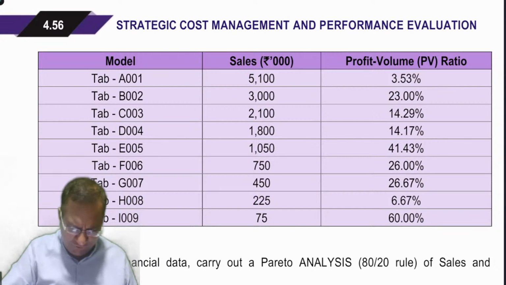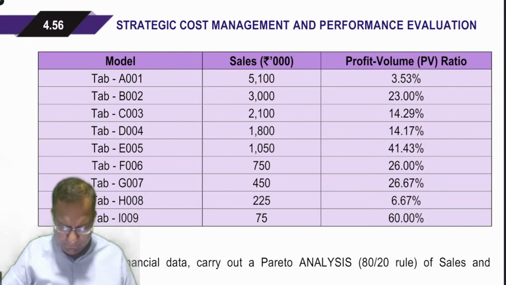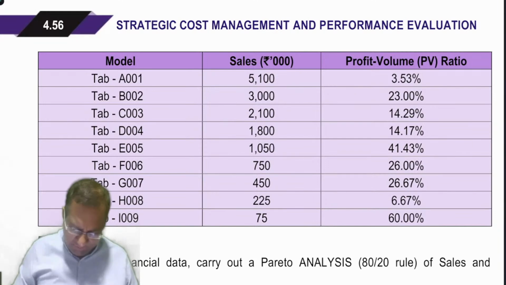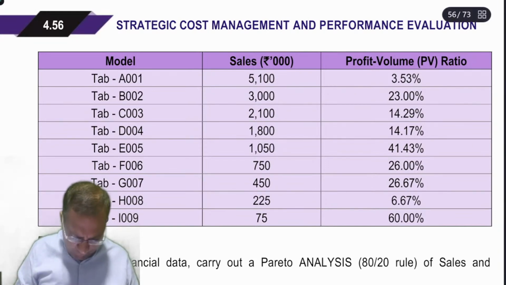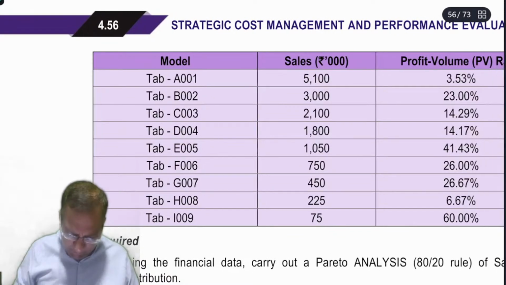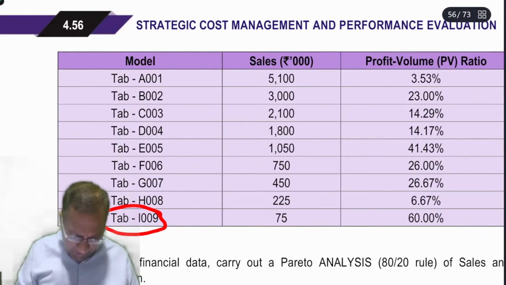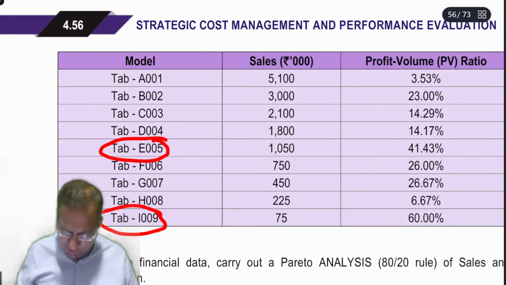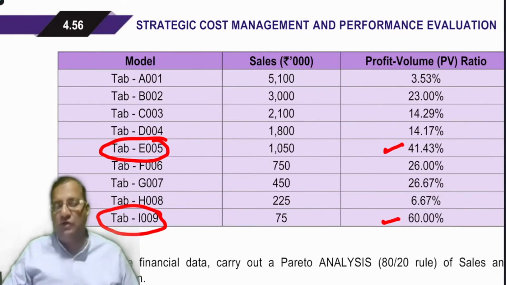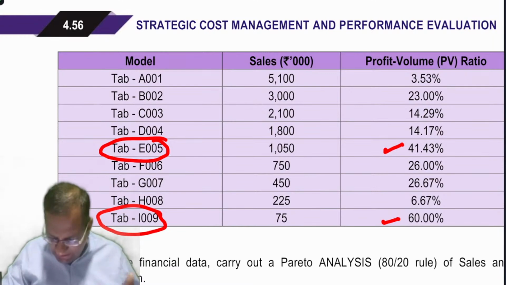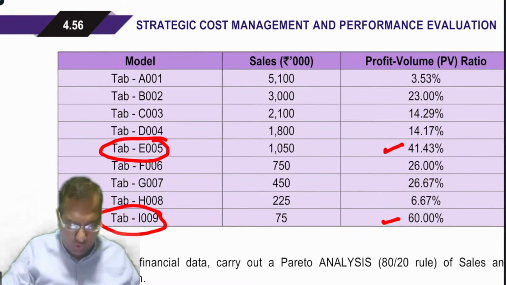No, beta. That's not the correct answer. That answer is very, very simple, beta. I don't know why you are taking so much time. It's tablet number 9 and tablet number 5, because tablet number 9 has a PV ratio of 60%, while tablet number 5 has a PV ratio of 41%. So these are the two topmost products. Then tablet number 7 will appear, then tablet number 6 will appear, and so on. Any doubt, beta?